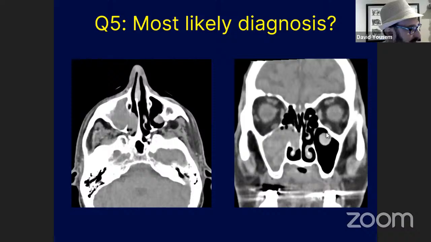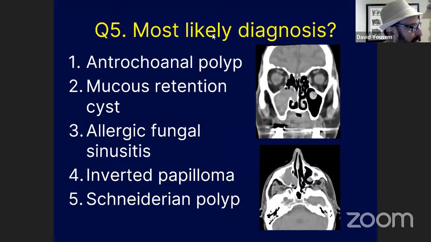CT scan, axial and coronal reconstruction. Most likely diagnosis. Is this most likely an intracoanal polyp? Is this most likely a mucus retention cyst? Is this most likely allergic fungal sinusitis? Is it inverted papilloma or is it the old Schneiderian polyp once again?